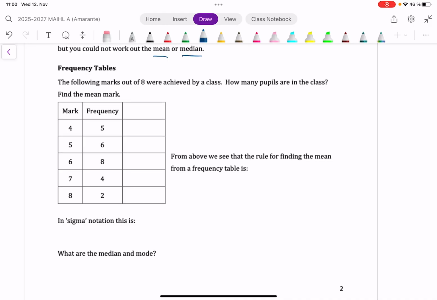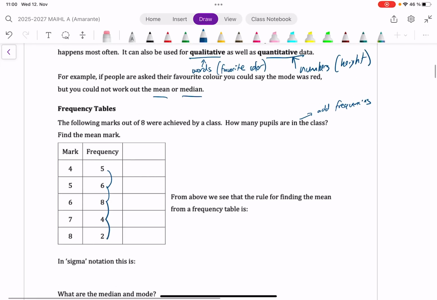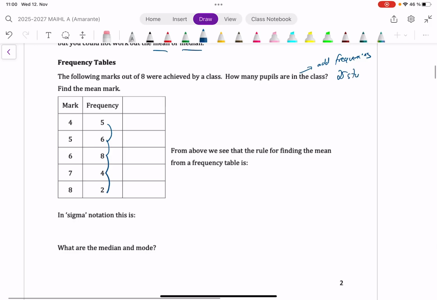Frequency tables. So frequency tables are just a way to organize larger amounts of data. So here it says the following marks out of 8 were achieved by a class. And then the first question is how many students were in the class. And so if I want to figure out how many students were in the class, I can just add up the frequency column. So I'm going to add the frequencies. That's 11, 19, 23, plus 2, 25. So there are 25 students in the class. Okay, we can figure out our totals. That may be a useful thing. There's 25 down here.